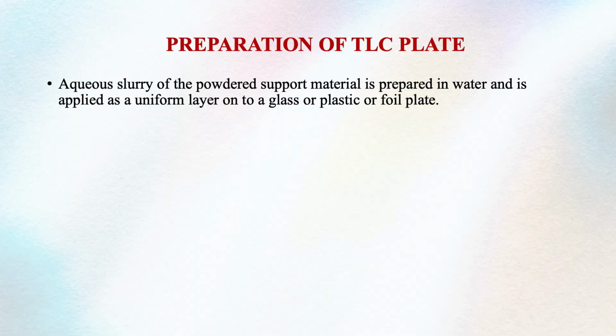When you see this technique, some skill is required to prepare the TLC plates, that is, thin layer plates. We take a glass plate, and on this glass plate we pour the slurry. The slurry is made up of a powdered support material dissolved in water. For example, we take silica powder, dissolve it in water and pour it on the glass slide. Then you need to spread it with the help of a spreader to get an even thickness.